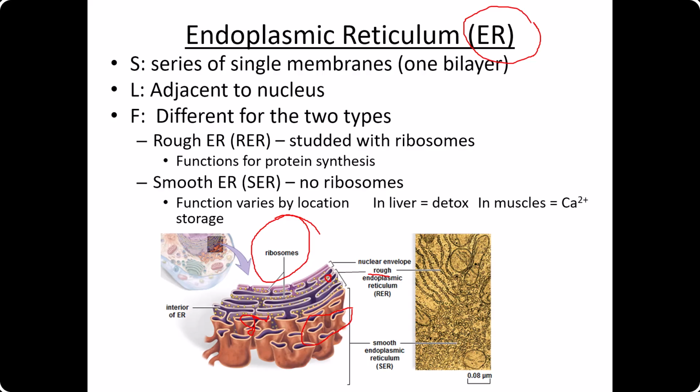And really what the smooth ER does depends on what kind of cell we're talking about. Sometimes the smooth ER can store things, like in muscles. It's specialized for the storage of calcium. In the liver, it can be important for helping detoxify substances. Again, it really just depends on what kind of cell we're dealing with.